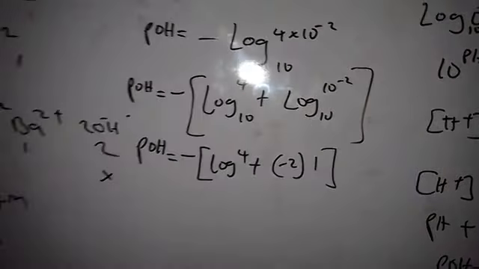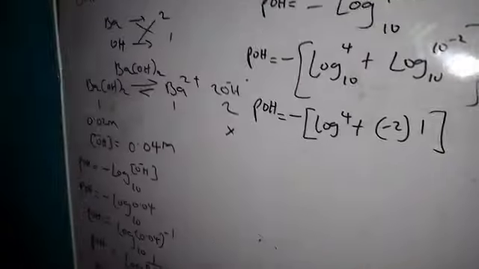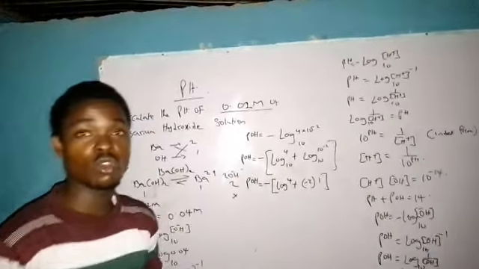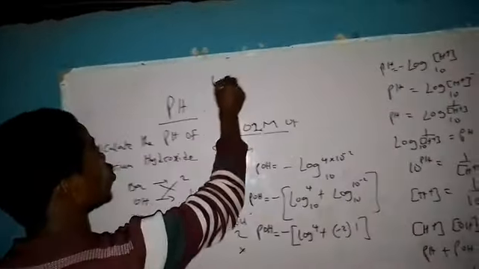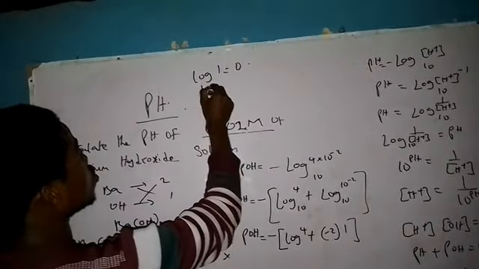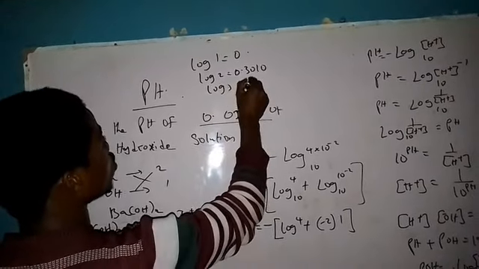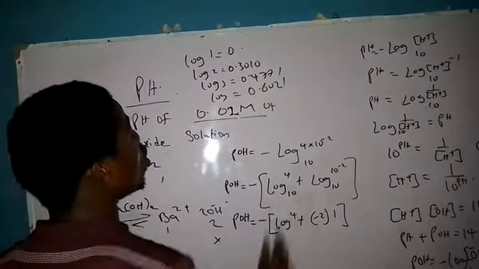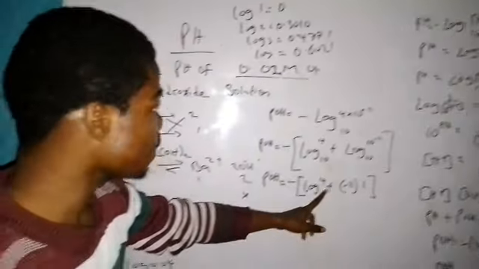Remember the other time I told us that it is needed for us to know the values of log 1, log 2, log 3, log 4, and log 5. Log 1 is equal to 0. Log 2 is equal to 0.3010. Log 3 is equal to 0.4771. Log 4 is equal to 0.6021.